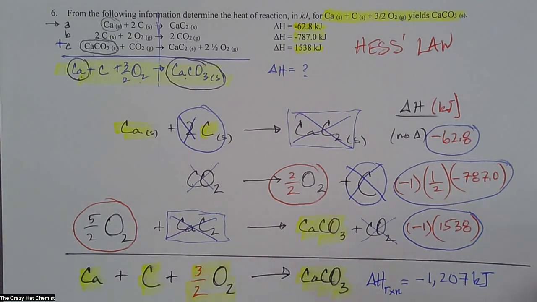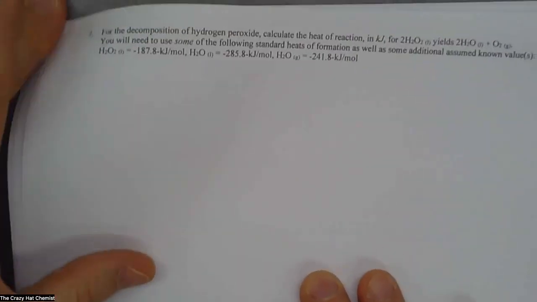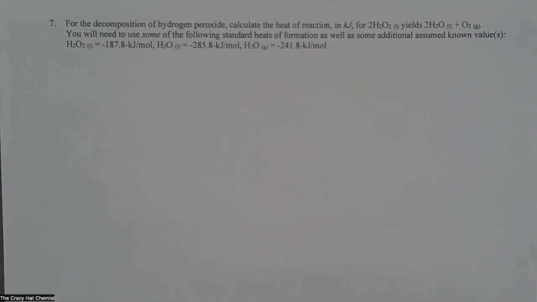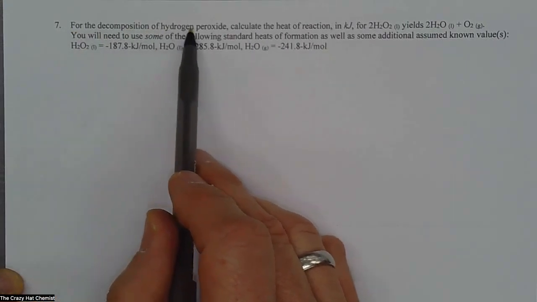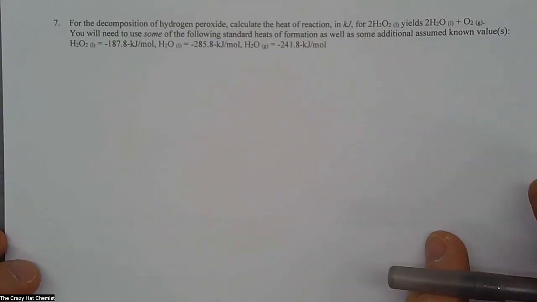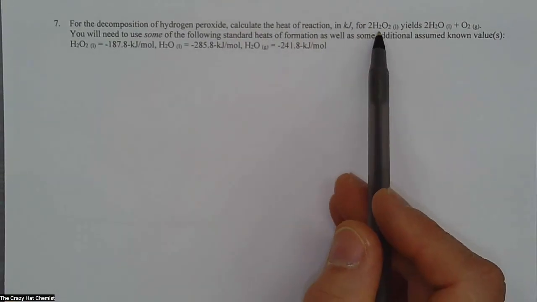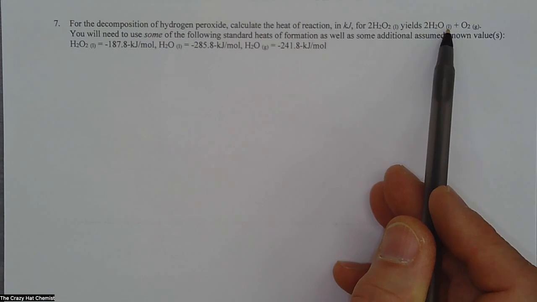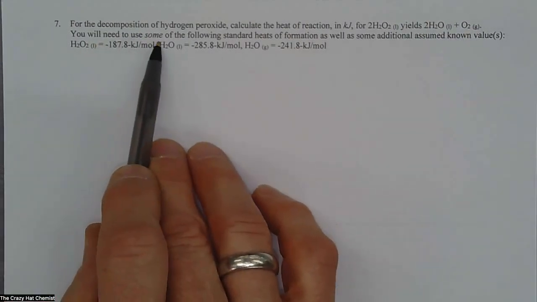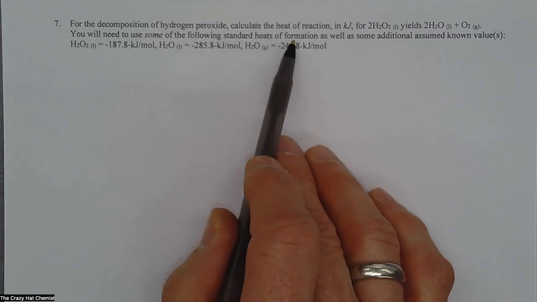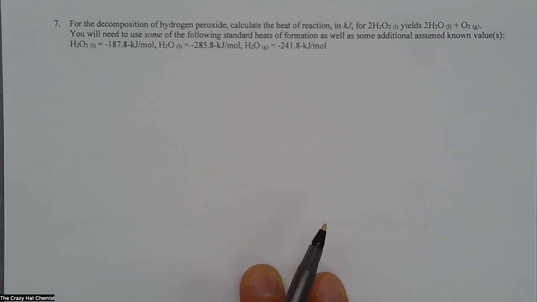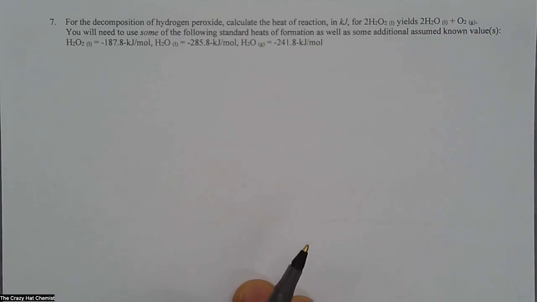All right, so now we're going to move on to problem number 7. Here we go. It says for the decomposition of hydrogen peroxide, calculate the heat of the reaction. Let me get rid of this paper here. Calculate the heat of reaction in kilojoules for 2H2O2 yields 2H2O liquid plus O2. You will need to use some of the following standard heats of formation as well as additional assumed values. So this is an enthalpy of reaction problem here.